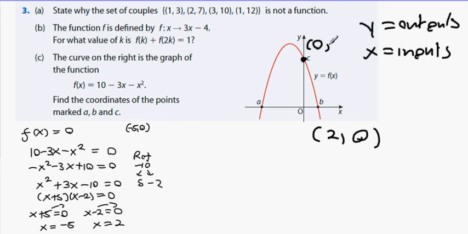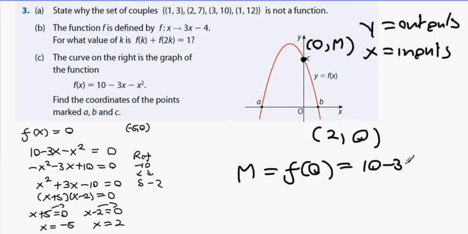Think of a letter, any letter you want, that's not already used. Anything? Okay, M. Let M be the y value of this point, or M is the output. We want to find out what the output is when the input is 0. M equals f of 0. Let's find out what f of 0 is. It's 10 minus 3 times 0 minus 0 squared. M equals 10. This is the point 0, 10. Many people got 0, 10 out.